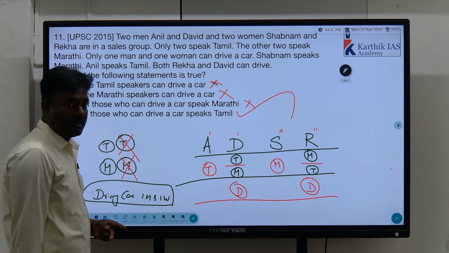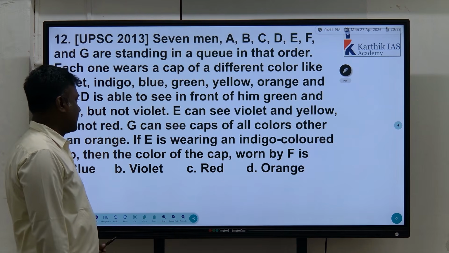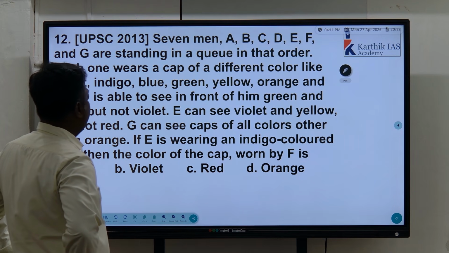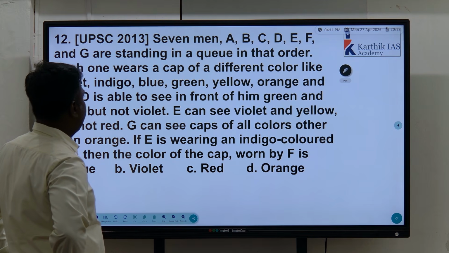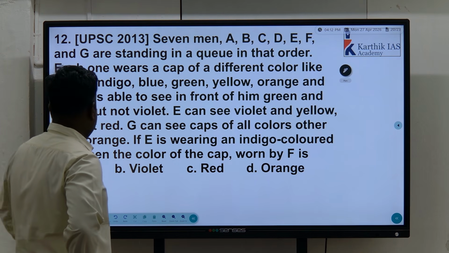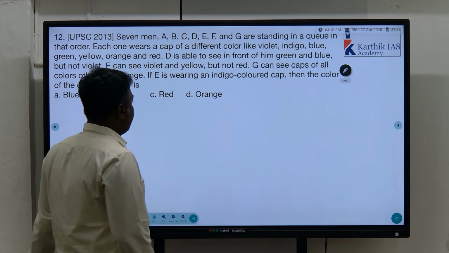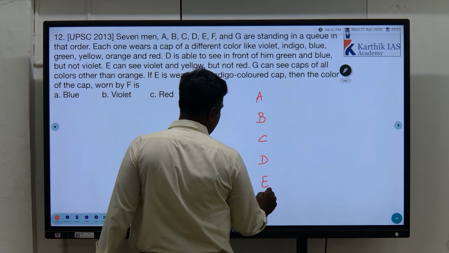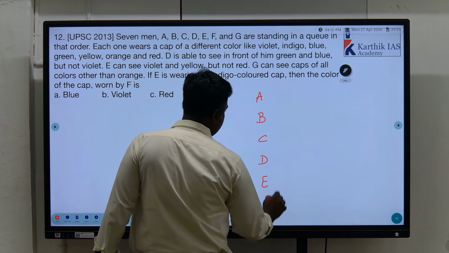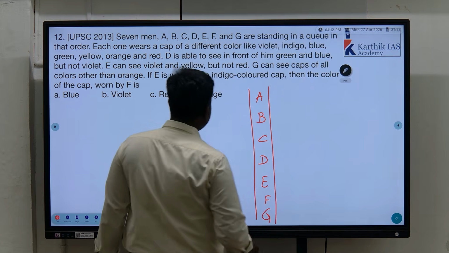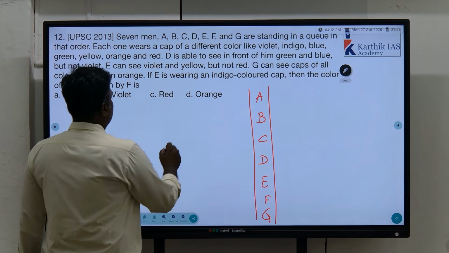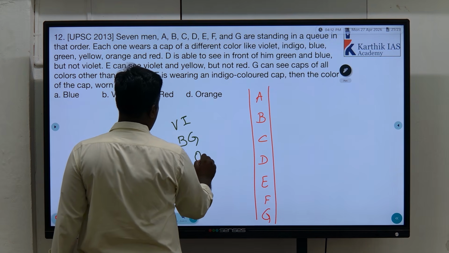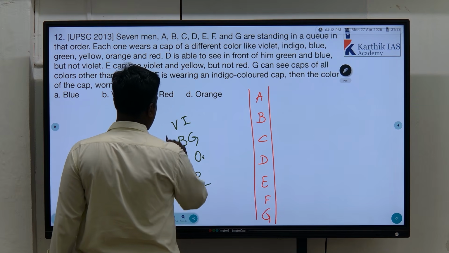So you have to write 2 scenarios, and then only you can answer these questions, sir. Okay, now 7 men, A, B, C, D, E, F, G are standing in a queue in that order. Each one wears a cap of a different color. So 7 people are standing in a row in that order: A, B, C, D, E, F and G. The colors are violet, indigo, blue, green, yellow, orange and red. These are all the colors worn.